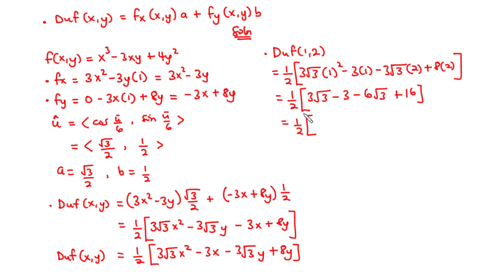Now here we are going to add or subtract like terms. So we have 3 root 3 minus 6 root 3. So 3 minus 6 is negative 3, so negative 3 root 3. And then negative 3 plus 16, that becomes positive 13. Therefore, we have the directional derivative at the point 1, 2 to be equal to half times, in brackets, negative 3 root 3 plus 13.